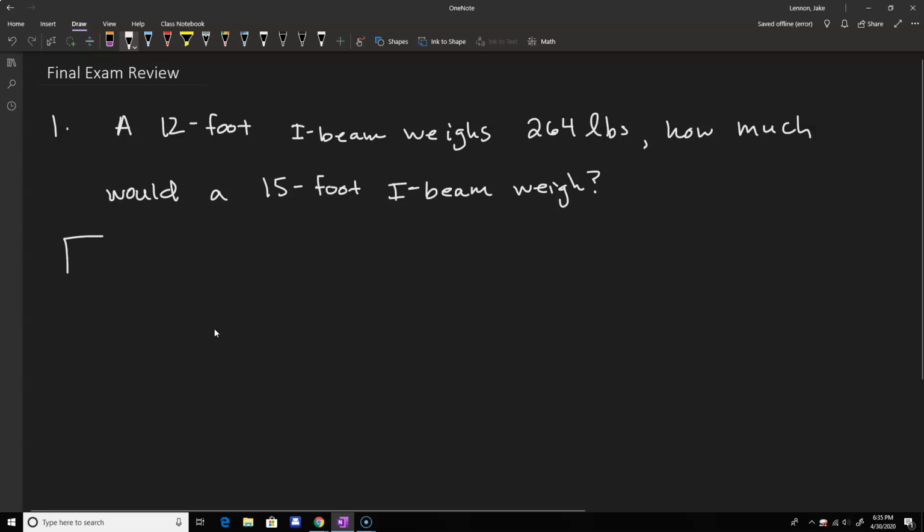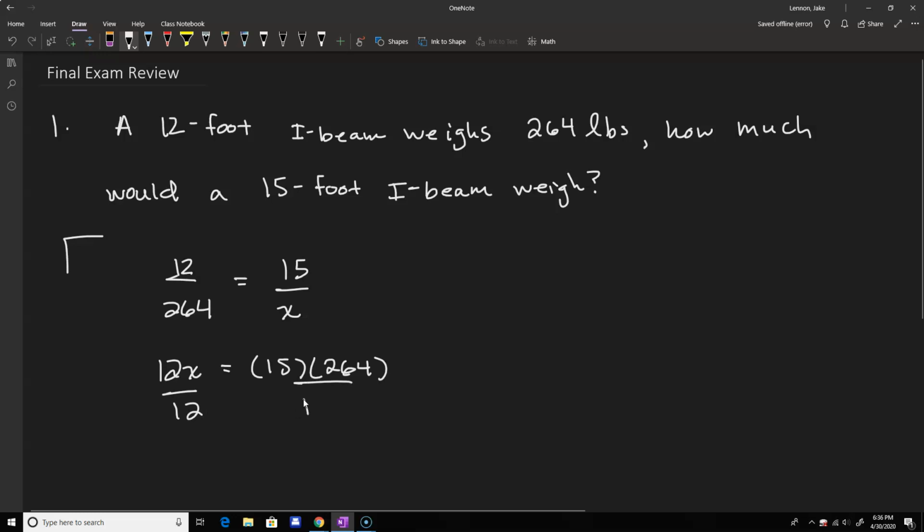If we write out a ratio, we know 12 corresponds to a weight of 264, and we want to know the corresponding weight of something that is 15 feet long. So you can just cross multiply here. We would do 12 times x equals 15 times 264. I'm going to leave it alone because we're also going to divide by 12, and I'll do that all in my calculator at once. So x is going to be 15 times 264 over 12, and that comes out to 330 pounds.